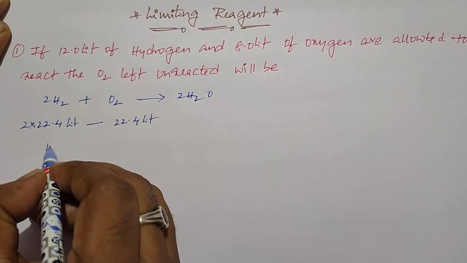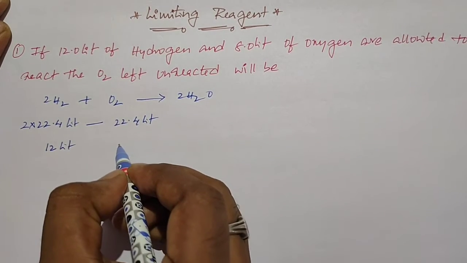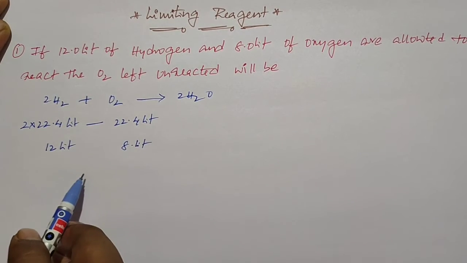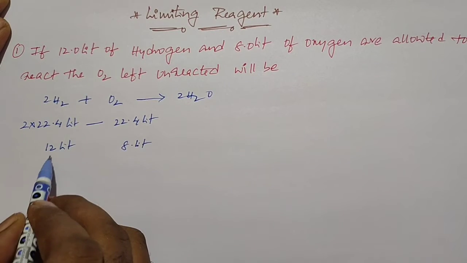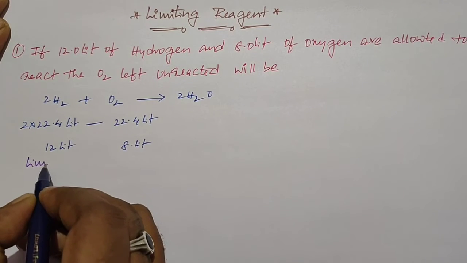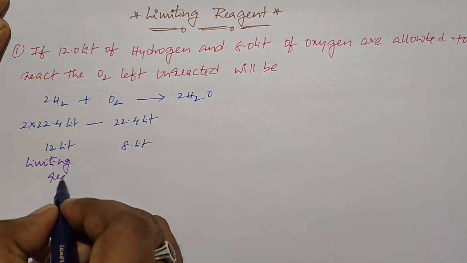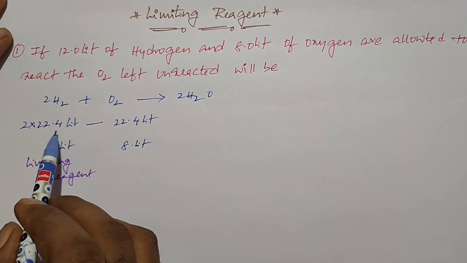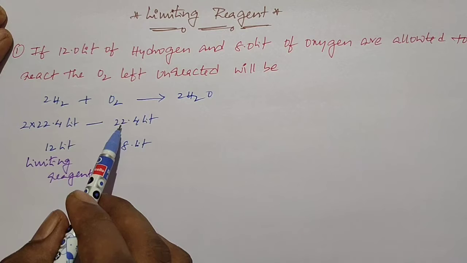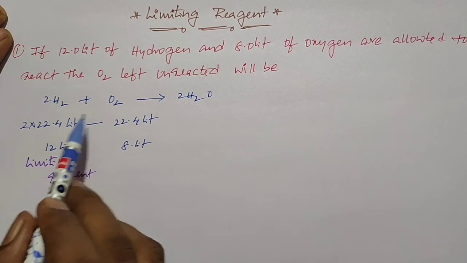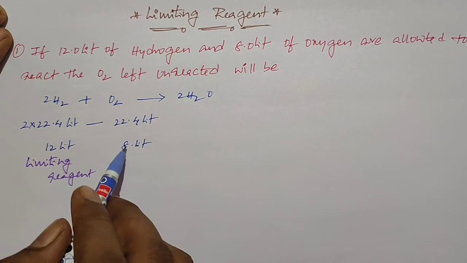But as per the given information, 12 liters of hydrogen react with 8 liters of oxygen. So here, 12 liters of hydrogen acts as the limiting reagent. What did we say about the limiting reagent? The substance which is completely consumed we call the limiting reagent. For 2 into 22.4 liters of hydrogen, we need 22.4 liters of oxygen, so we need half the volume of oxygen compared to hydrogen. So for 12 liters, we need 6 liters.